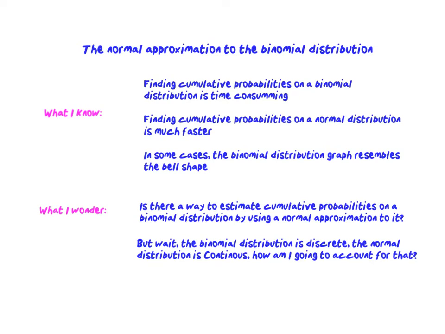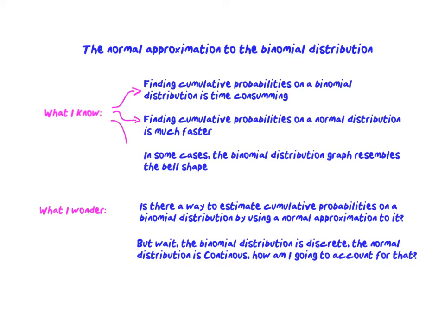This lesson is about approximating the binomial distribution with a normal one. Why do I need to do that? What I know is that finding cumulative probabilities on a binomial distribution is time consuming. We've seen that. But finding cumulative probabilities on a normal distribution is much faster. We use tables of values and we use our calculators.